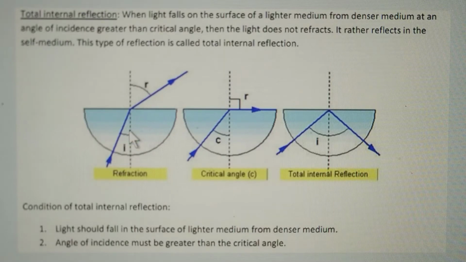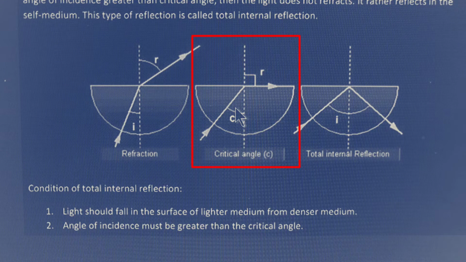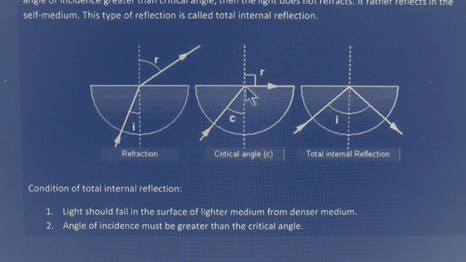But what about the second one? In the second diagram, the angle of incidence is equal to the critical angle. So light is refracted at an angle of 90 degrees. So at the critical angle, the angle of refraction is 90 degrees.